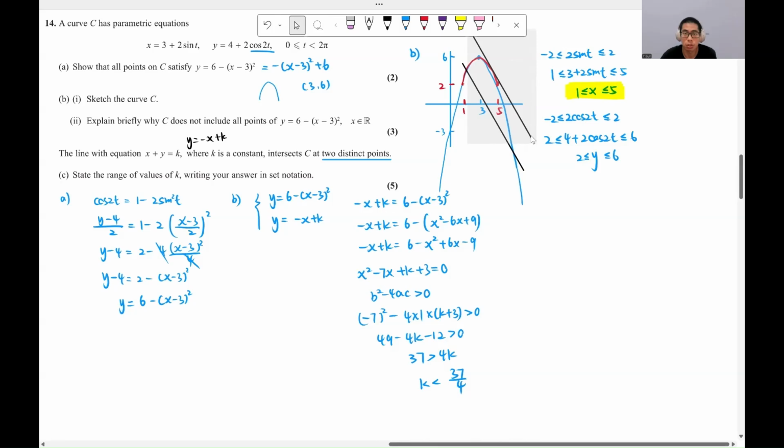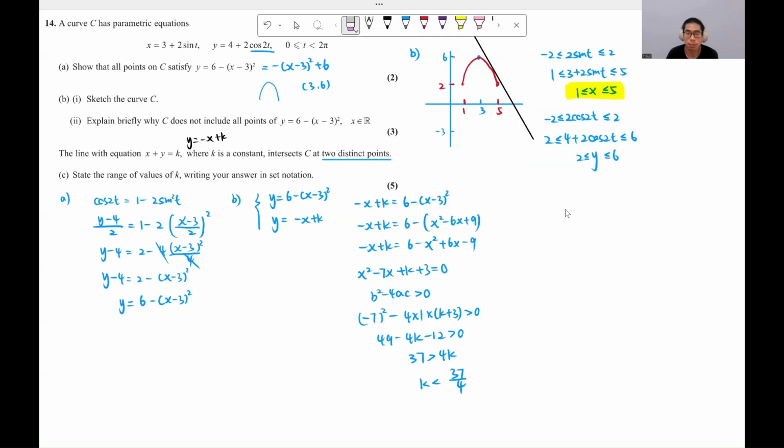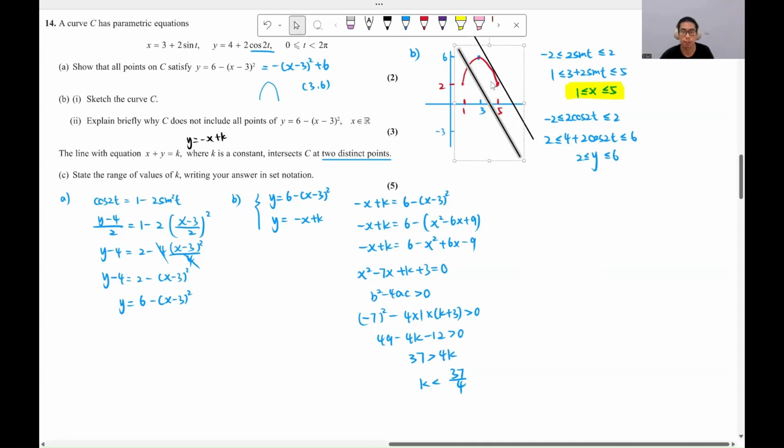But this is not a full quadratic. The blue one is not the curve we sketched. The red one is. So that means if you move this straight line down a little bit more, so let me keep the black one here and then paste another one. If we move this line down, this is two intersection points, still two intersection points, and this is two intersection points. But if we move this line a bit lower, that will be only one intersection point. So that's why it has a lower bound. 37 over 4 is the upper bound.